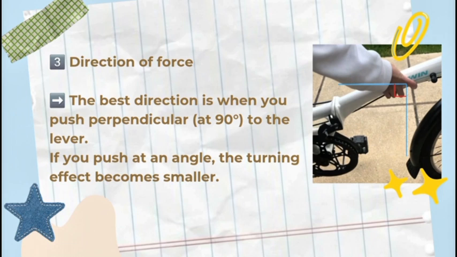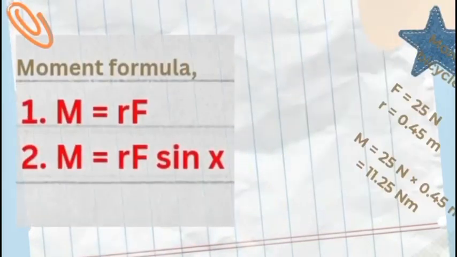For example, if I push the lever sideways at 90 degrees, it will fall easily. But if I push it at a slanted angle, it is harder to fall. But do you know what a slanted angle is? Slanted angle means your push is not straight across. The more slanted it is, the weaker the turning effect.